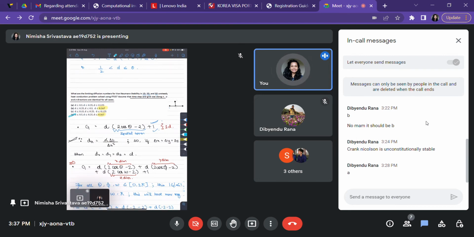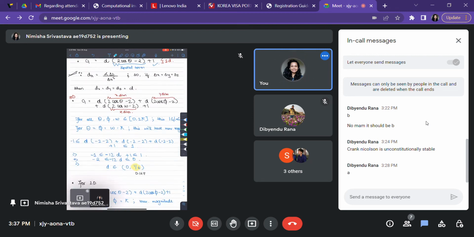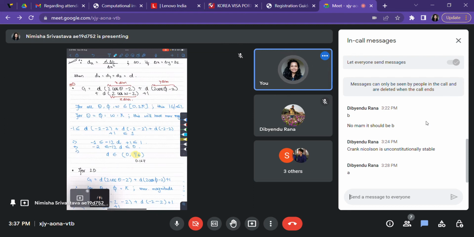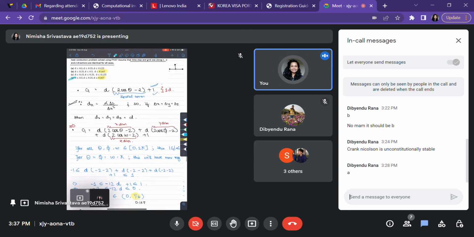It's not an exponential sort of a variation because our expression is not exponential. It just adds. So therefore, this is my condition for stability in case of 3D FTCS. Right.